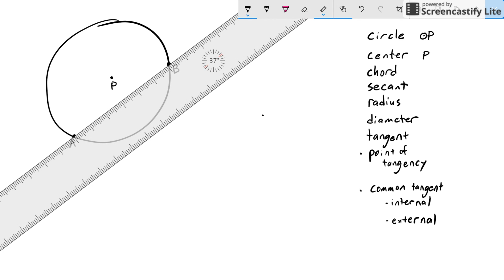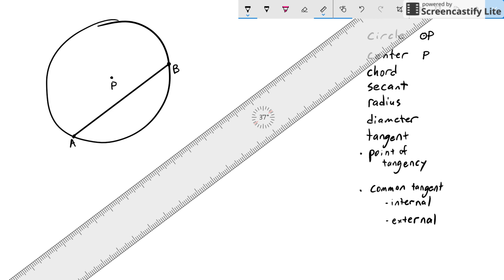And a chord stays inside the circle. It's only the part in between those 2 points, like right there is a chord. Since it has 2 endpoints, it doesn't go on forever. It is a segment. It is not a line. So remember, back to first semester, our different symbols. Starting A and B, and it doesn't have an arrow through it, so segment AB is a chord.